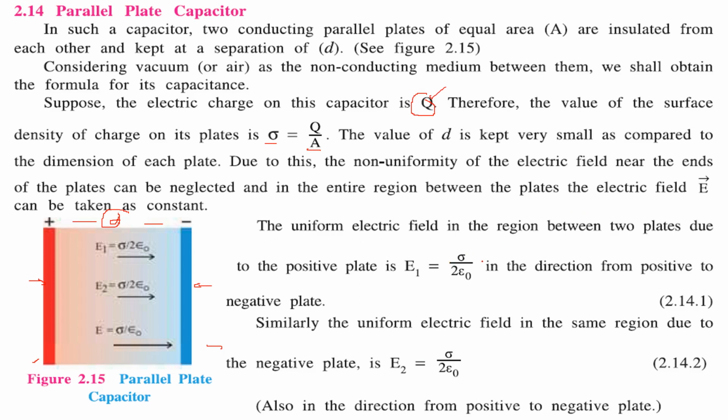So the uniform electric field in the region between the two plates due to the positive plate, we have already learned, is sigma by 2 epsilon naught, in the direction from positive to negative. The uniform electric field in the same region due to the negative plate is also sigma by 2 epsilon naught, and its direction is also from the positive to the negative plate.